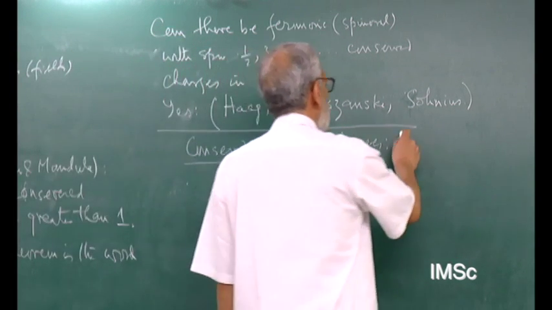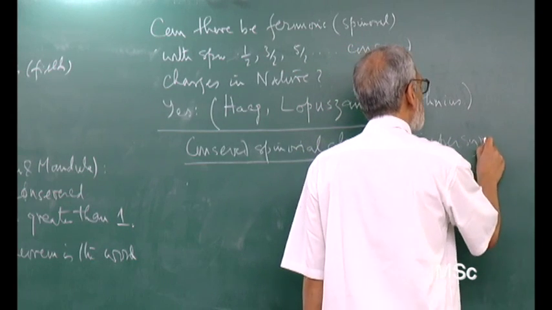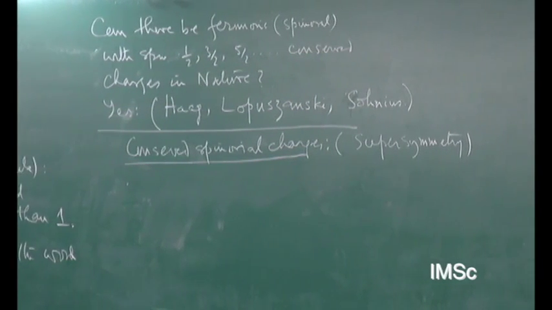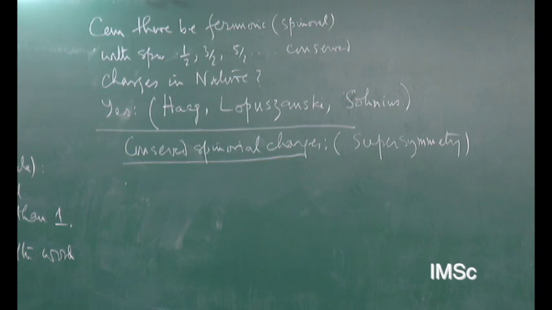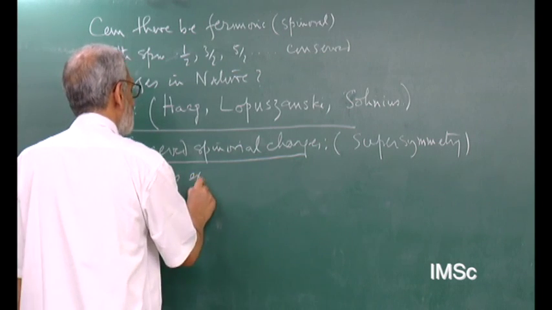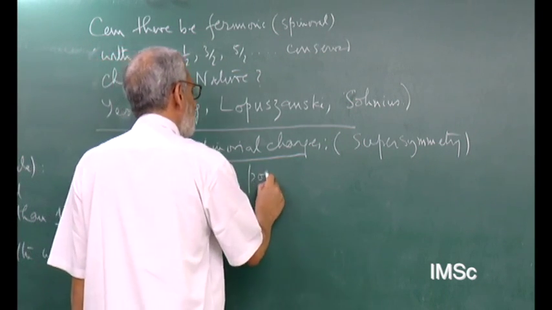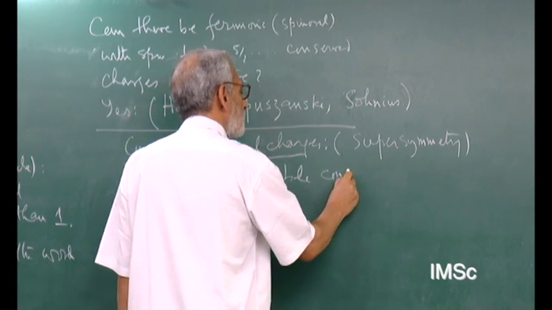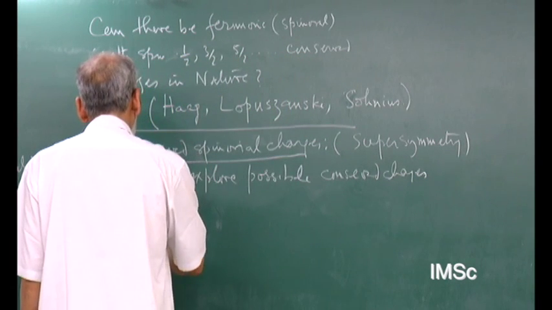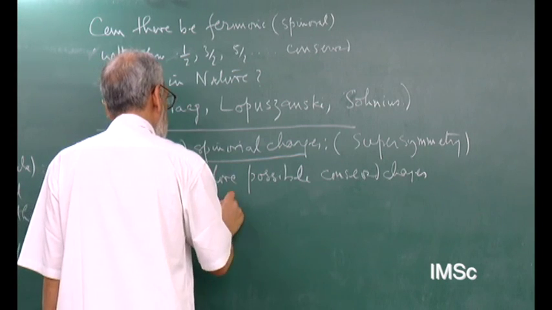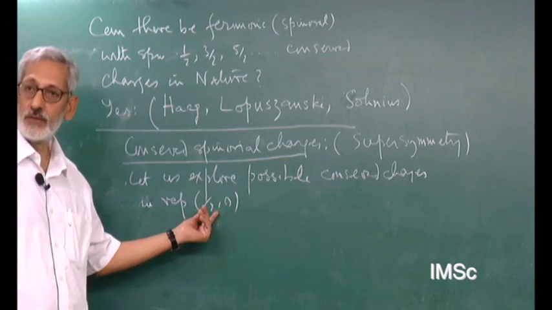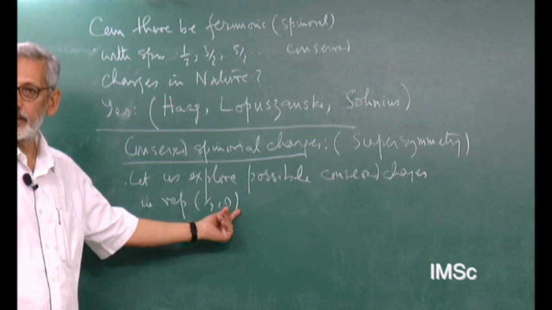And that's what supersymmetry is. So what do we do? Let's explore possible conserved charges in representation (1/2, 0) under the Lorentz group. As a doublet under the first SU(2) of the Lorentz algebra and a singlet under the second SU(2).